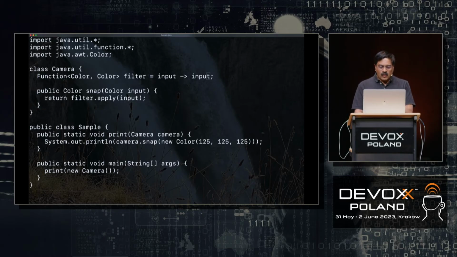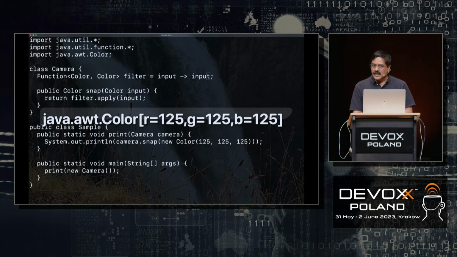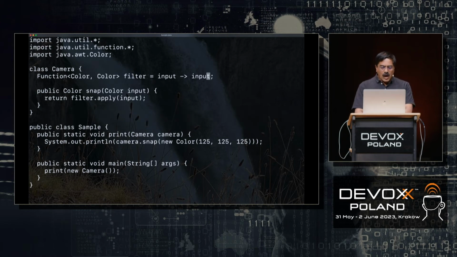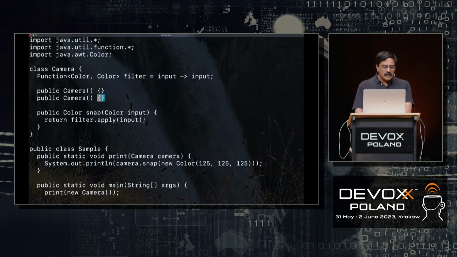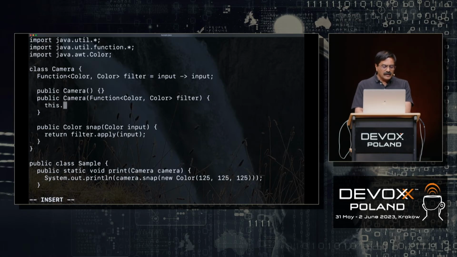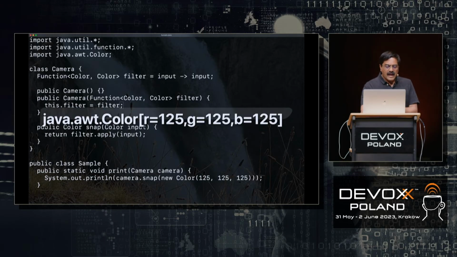So if I were to run the code, you can still see the color is 125. However, I could now provide a camera with no argument constructor. I can also provide a camera with a function which takes a color and returns a color, and we'll call it as a filter. Well, and then of course in this case you could simply say this dot filter is equal to filter, and you can bring that in as a filter.